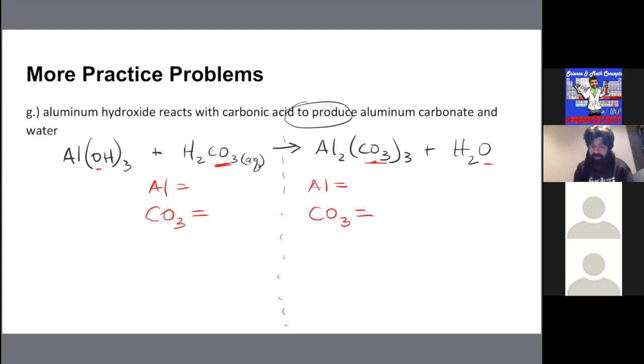So right now, let's count the carbonates. We have one carbonate on the reactant side, but we have 3 carbonates on the product side. So we want to increase the carbonates on the reactant side. Let's count the aluminums. We have 1 aluminum here and 2 aluminums here, which means I've got to increase the aluminums. One of the reasons why I share this one is because there's a little trick to balancing these types of reactions. And here's the trick.